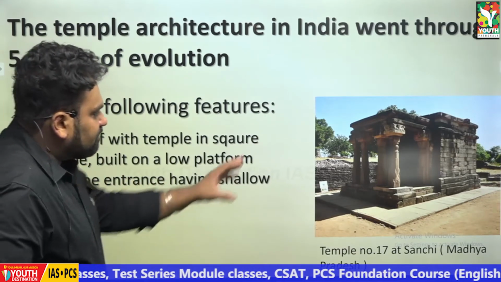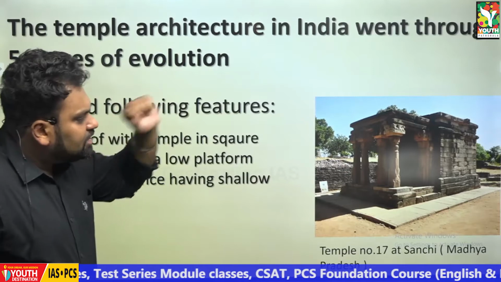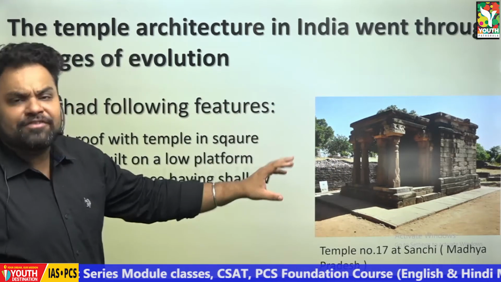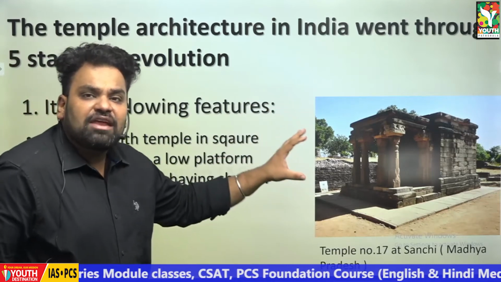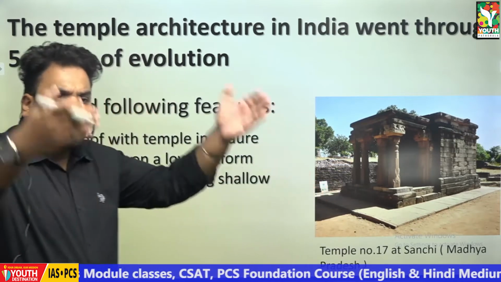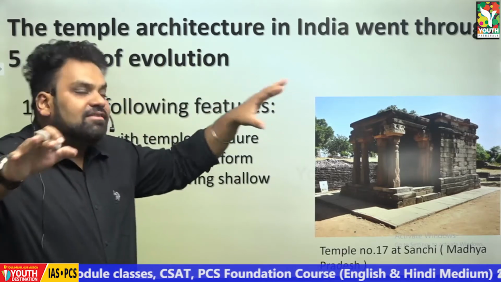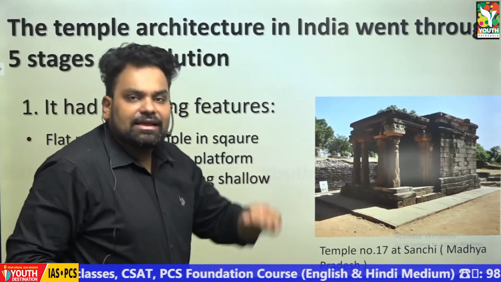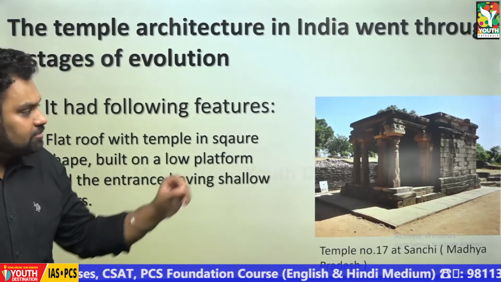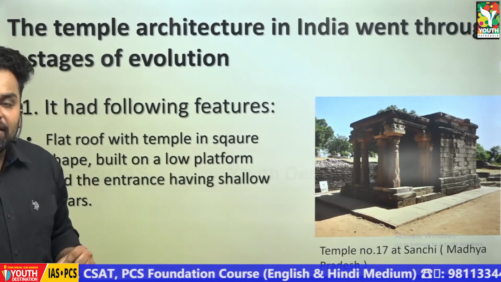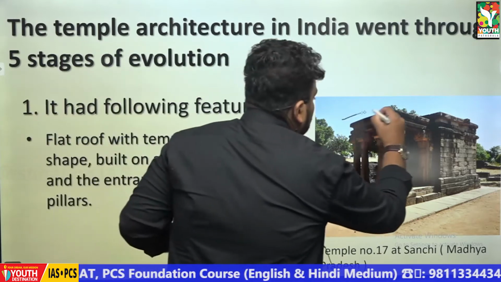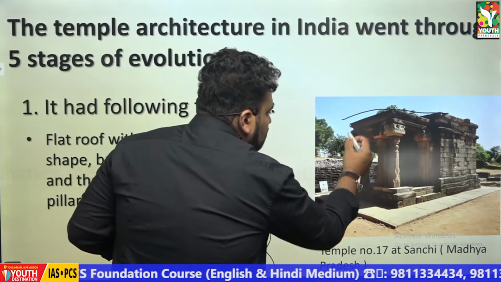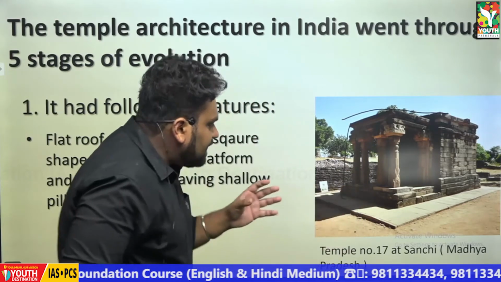As you can see, the temple in the picture looks like a very, very simple structure in which some pillars have been erected and there is some kind of a flat roof. So that is how exactly the temples in the first stage began to be developed. They had a very flat roof, and they were not very elaborate.